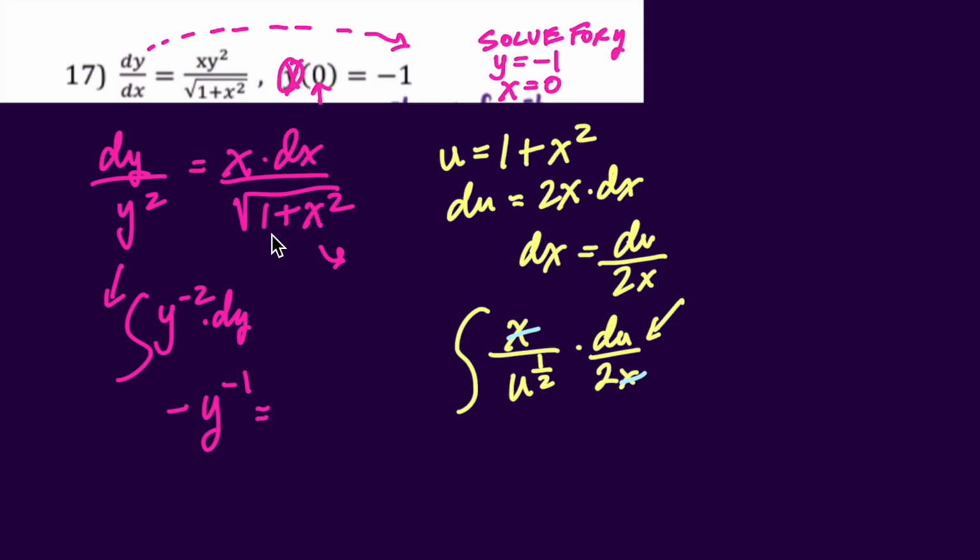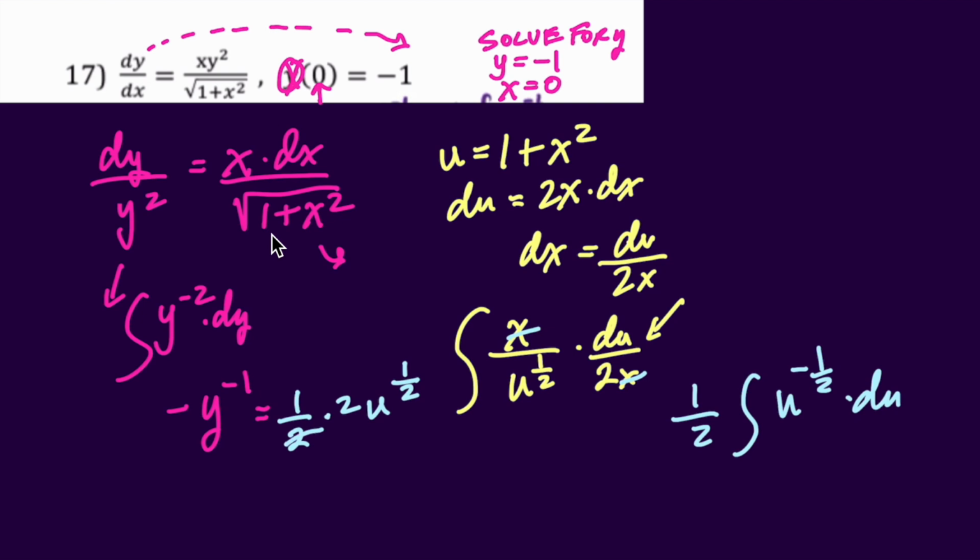We're going to pull out the 1/2, so we're going to have 1/2 the integral of u to the -1/2 du. We're going to do the antiderivative. We're going to add 1 to the exponent, which is 2 over 2. That's going to yield u to the 1/2. And we're going to divide by the new exponent, 1/2, which is the same thing as multiplying by 2. And that's going to result in those two canceling out. Okay, rewriting this, we're going to have -1 over y equals the square root of 1 plus x squared plus c.